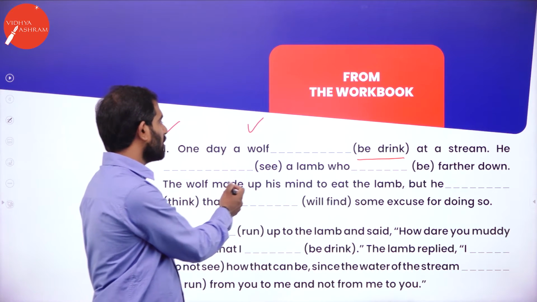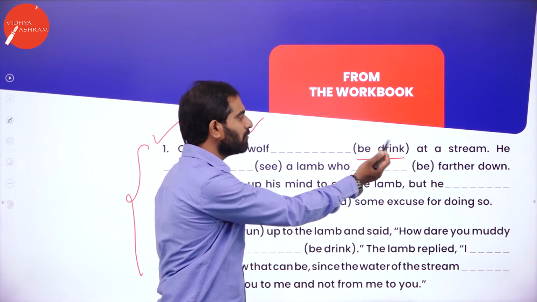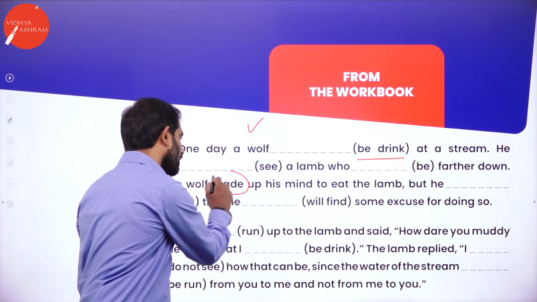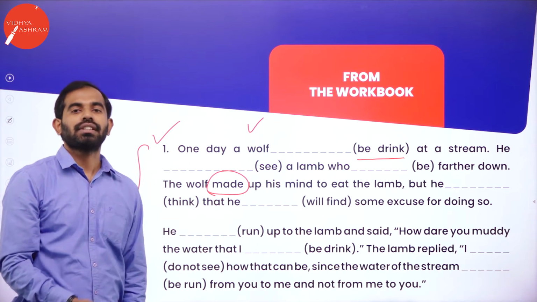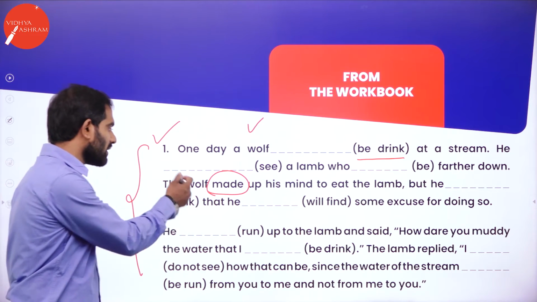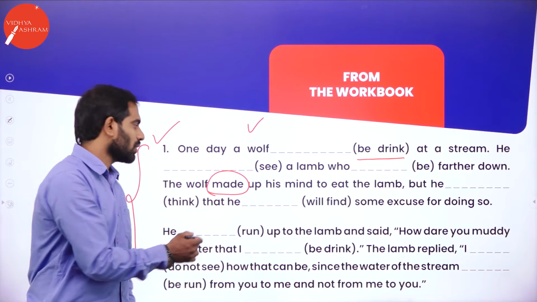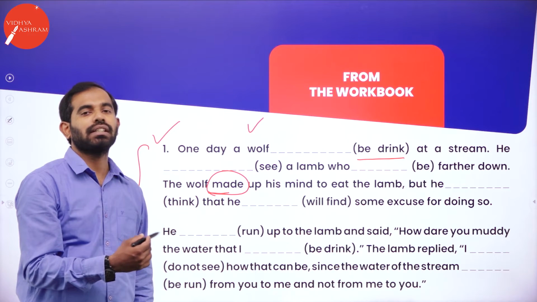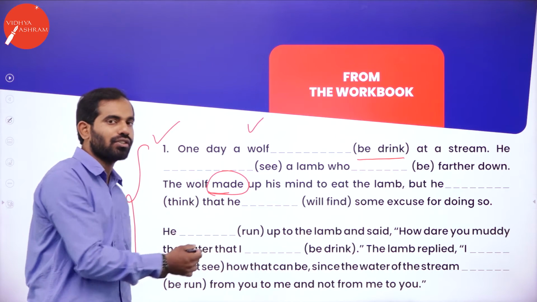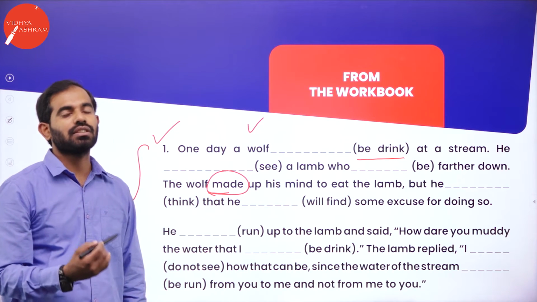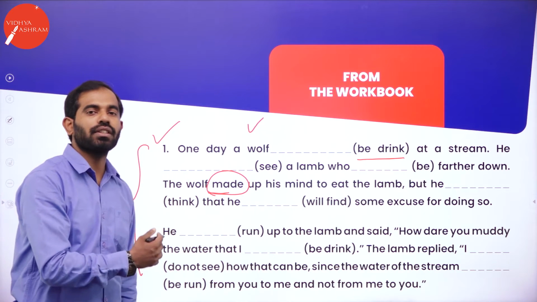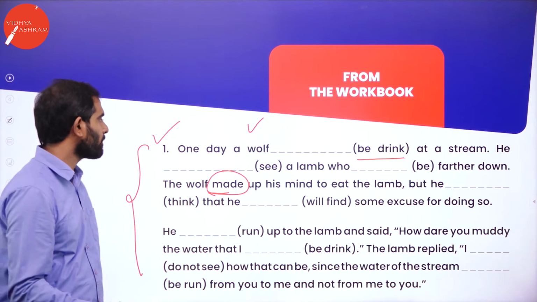He just dashed a lamb who was farther down. The wolf made up... Now the moment you read this, you have to know that the entire sentence is in past tense. So by observing this, we have to conclude that this passage should be answered in past tense itself. In your examination, you need to answer this question in past tense itself.